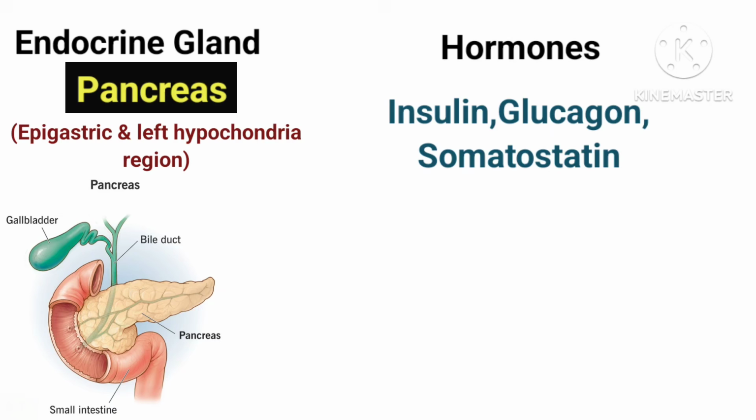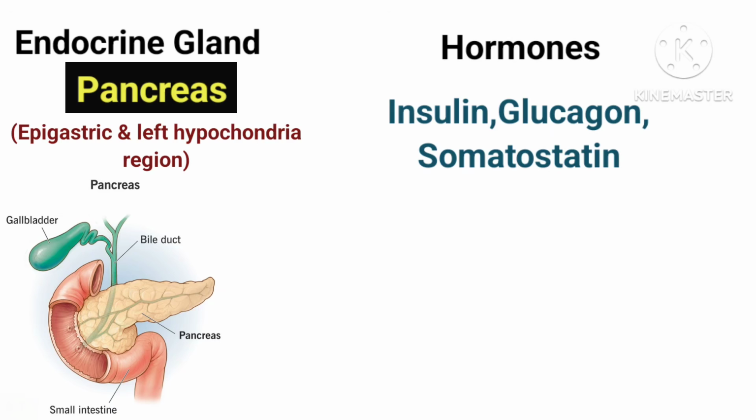Insulin is released by beta cells. Insulin helps lower blood glucose by promoting the uptake of glucose into cells for energy or storage as glycogen. Glucagon is released by alpha cells. Glucagon raises blood glucose by stimulating the liver to convert stored glycogen back into glucose.